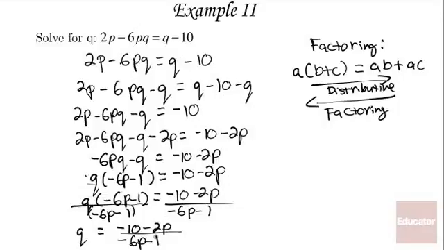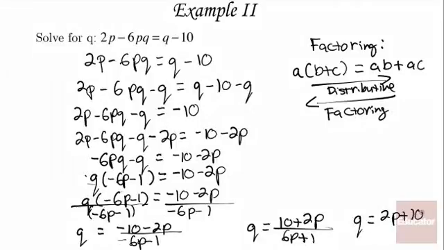Now, there's a lot of negative signs in there. However, I can change this because if I multiply both the numerator and the denominator by negative 1, I can simplify it into (10 plus 2p) over (6p plus 1). And then I'm going to put it into more of a standard form, in which we put the variables first. (2p plus 10) over (6p plus 1). If you got this far, you did the vast majority of the work. The rest of this is just cleaning it up and making it look nicer.